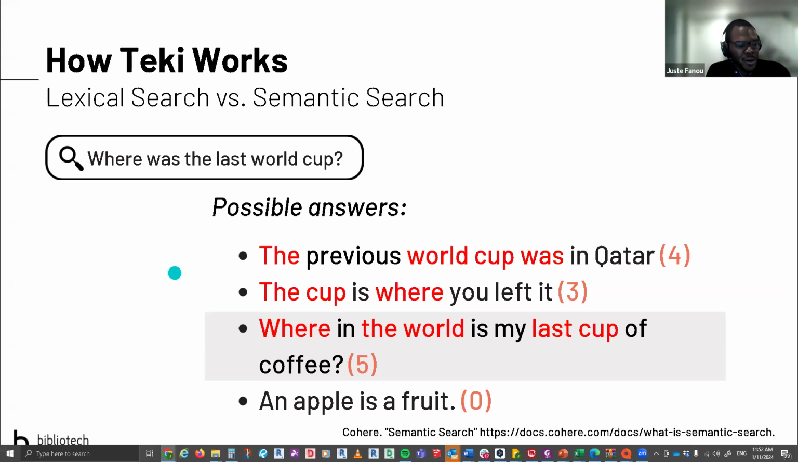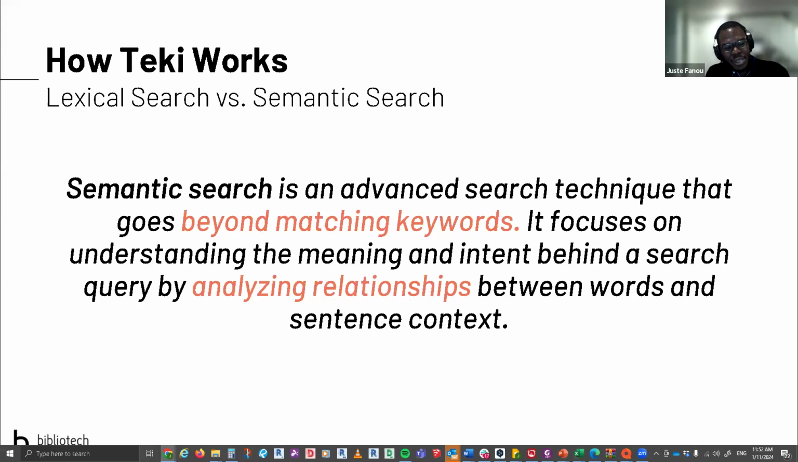Now, based on the technology that we have today, we can use things like semantic search. Semantic search is more advanced in that it analyzes the context and goes beyond matching keywords. It focuses on understanding the meaning and intent behind a search and then analyzes the relationship between words and sentences to provide you with an answer. So how in the world does a computer know what a World Cup is and how it's different from a cup of coffee, right? That's what we need to get at. We need to understand the semantics behind those words, i.e.